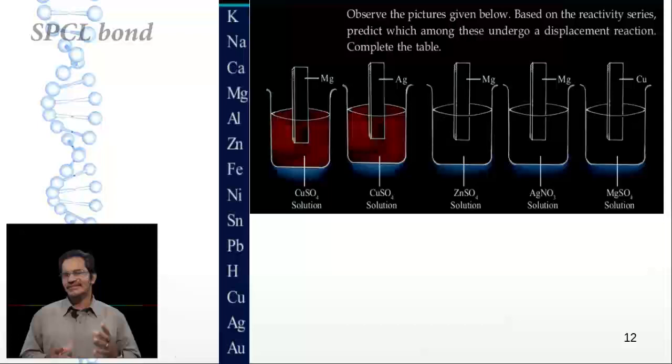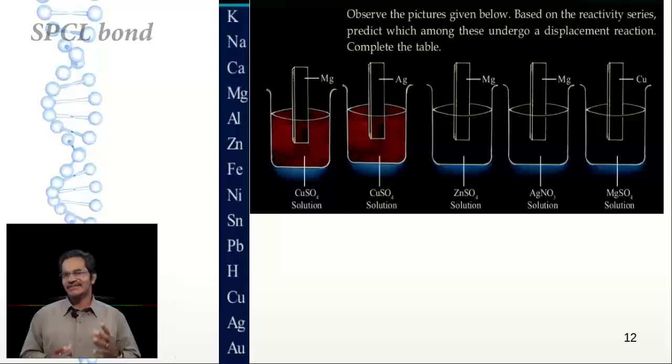You see the position of copper and silver. Copper is in the upper portion compared to the silver, so silver is less reactive. So, copper can displace silver from silver nitrate solution.